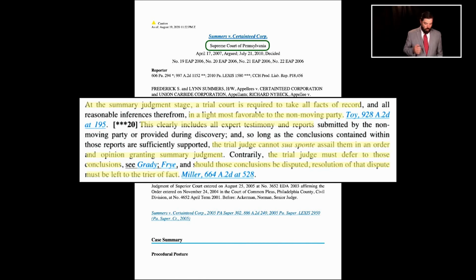And so long as the conclusions contained within those reports are sufficiently supported, the trial judge cannot, sua sponte, assail them in an order and opinion granting summary judgment. Contrarily, the trial judge must defer to these conclusions, and should these conclusions be disputed, resolution of that dispute must be left to the trier of fact.